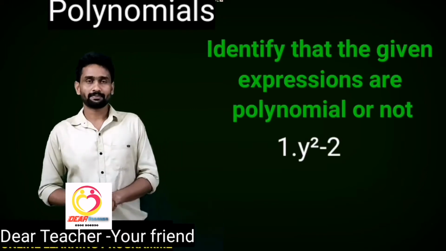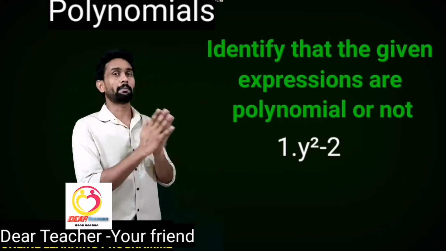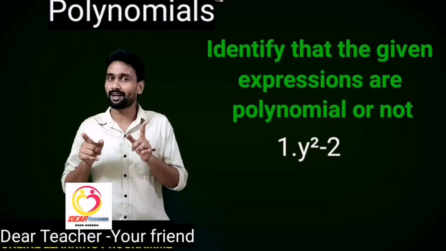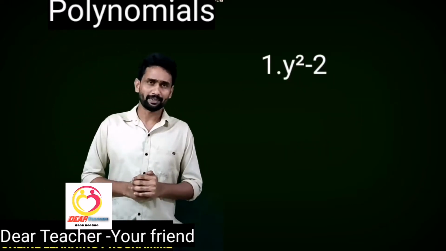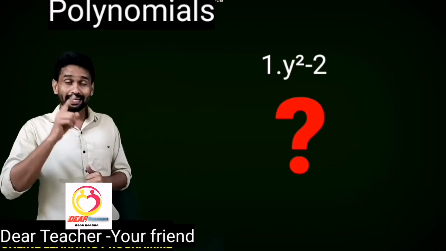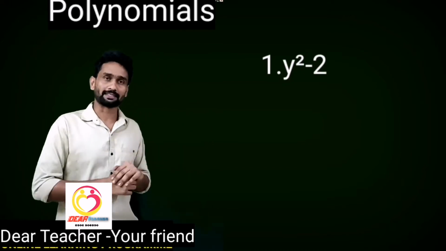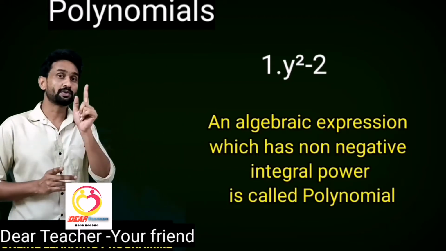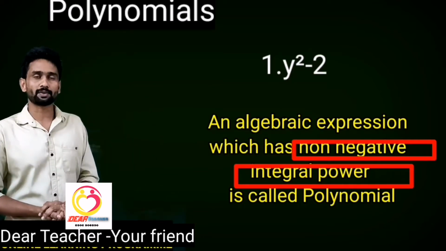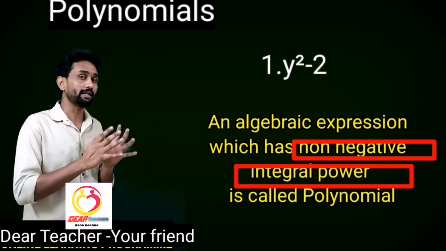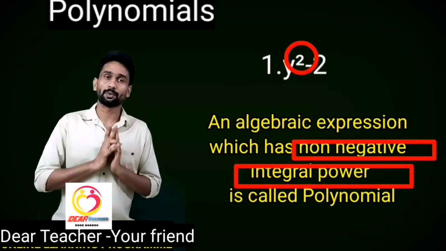The next one: how can we identify a polynomial? Here we need to identify whether it is a polynomial or not. Look at this question: y square minus 2. Is it a polynomial? It is based on the definition. Already we discussed, in the definition I told you non-negative integral power. The variable is y and the power of y is 2. We know 2 is what?